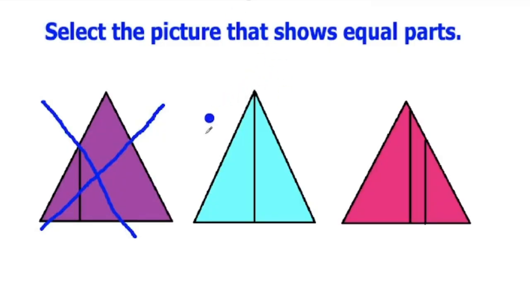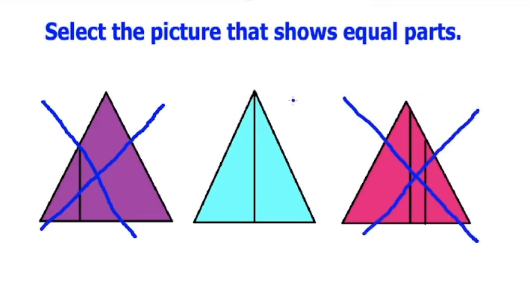Now let's take a look at this turquoise one. This looks like it's been divided into two exact equal parts. So it looks like this is the right answer. But let's make sure and look at this pink one just to be sure. This pink one has been divided into, it looks like, not equal parts, three different sized parts. So we know we could eliminate that one too. We could get rid of it, cross it out.